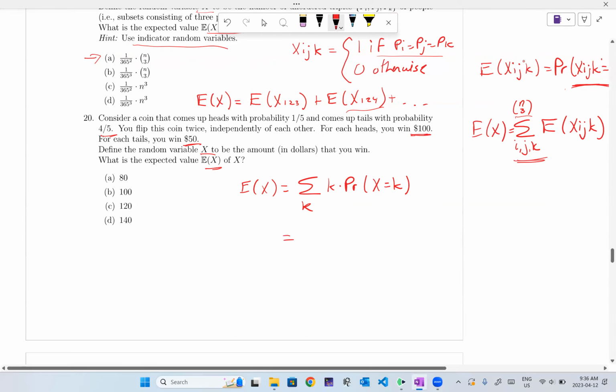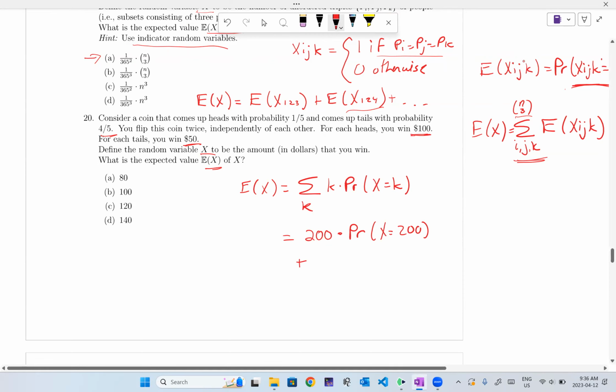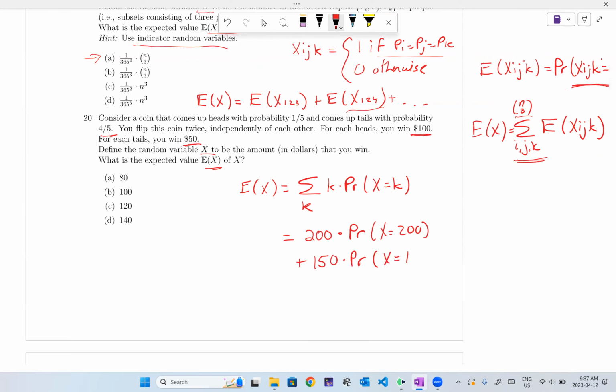So let's say I flip the coin twice and come up heads twice, so I win $200. The probability that X is equal to 200 is just the probability that my coin comes up heads twice out of 2 flips. So that's 1/4. But we will come back to that in a minute. The other possibility is I win $150, X equal to 150. Plus, or I win $100, I flip tails twice.